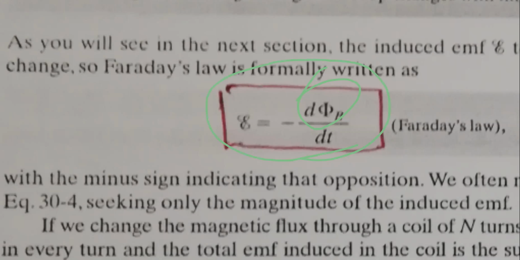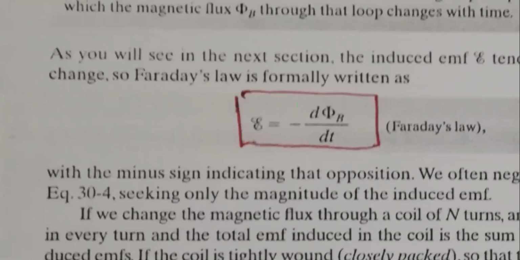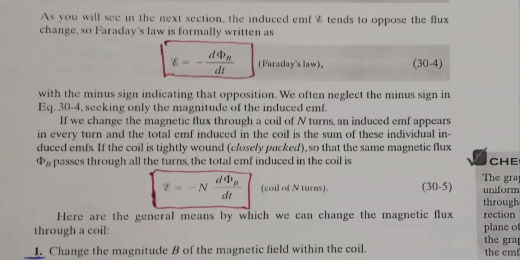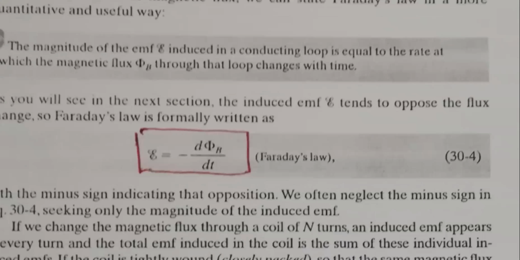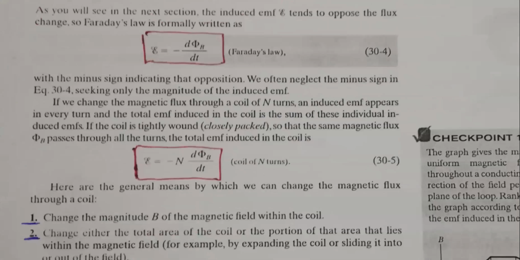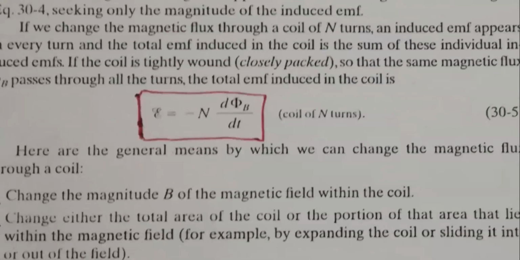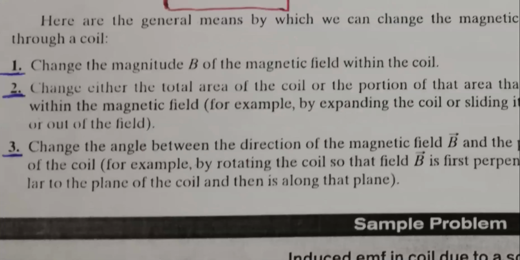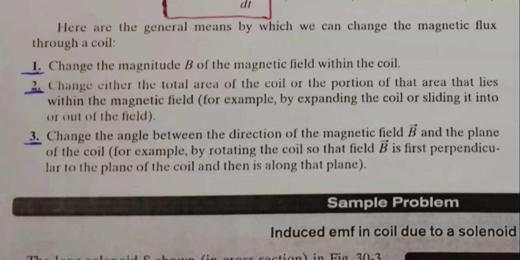The rate of change of magnetic flux is directly proportional to the induced EMF. Okay, and we have seen equation 30.4 for one loop; if there are N number of turns, then E is equal to minus N d phi B over dt. Okay, so these three will be the main points of Faraday's law.